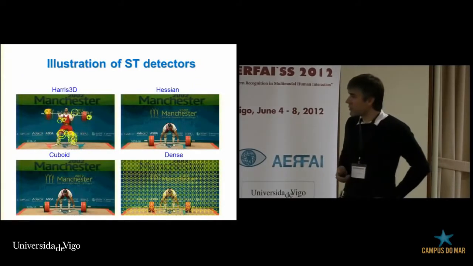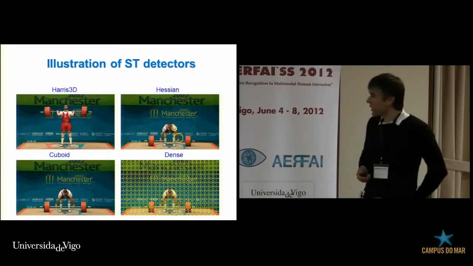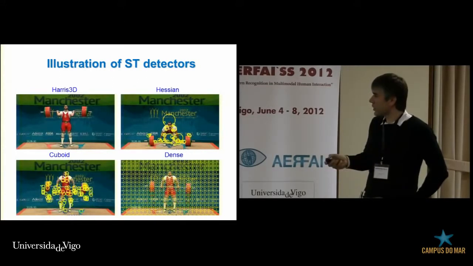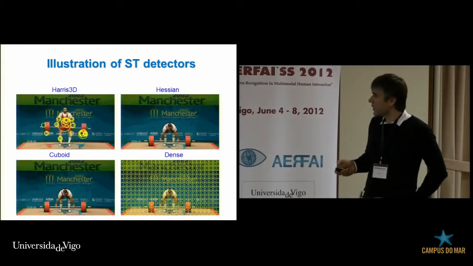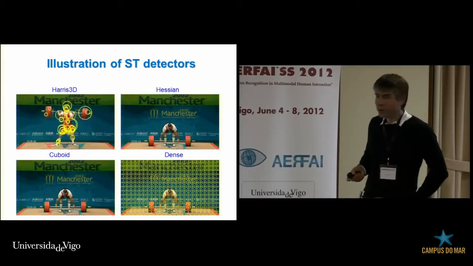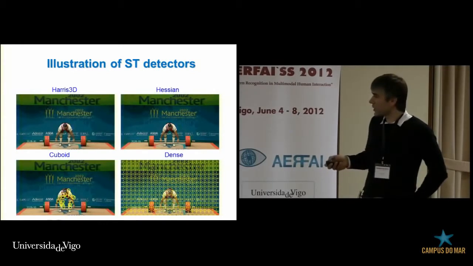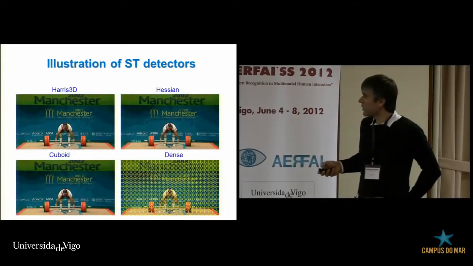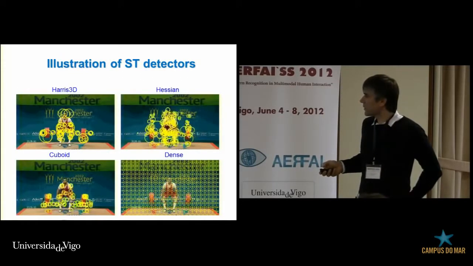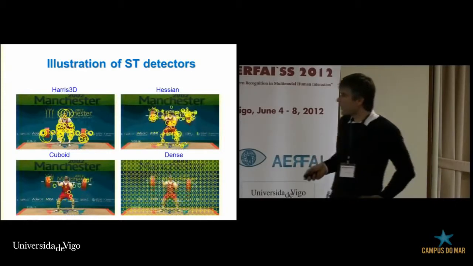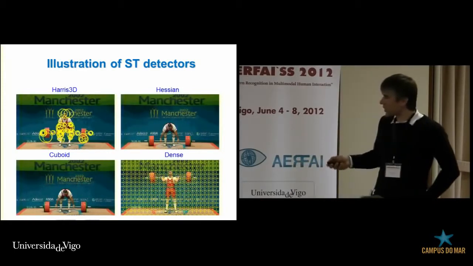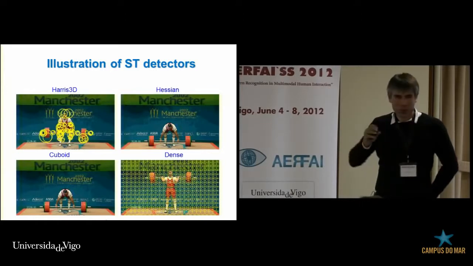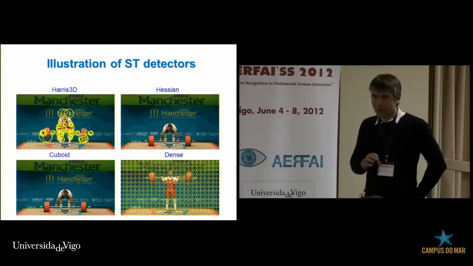To get a sense of what these points are in real images, here is the same sequence with four different detectors. This is Harris 3D. This is cuboid. You see that here it actually gets more points, but at a single scale. This is the Hessian. And this is a dense detector, so we don't see any changes because it's regularly sampled patches.